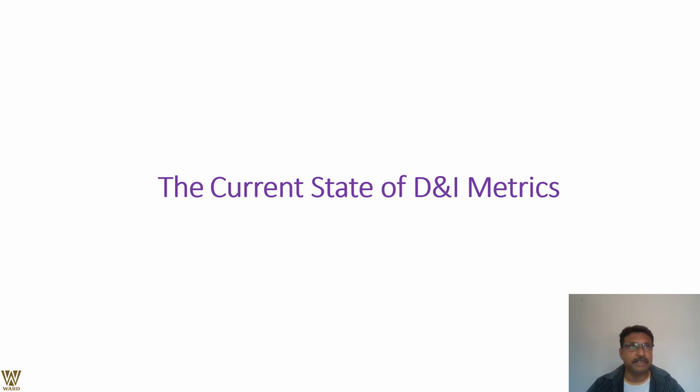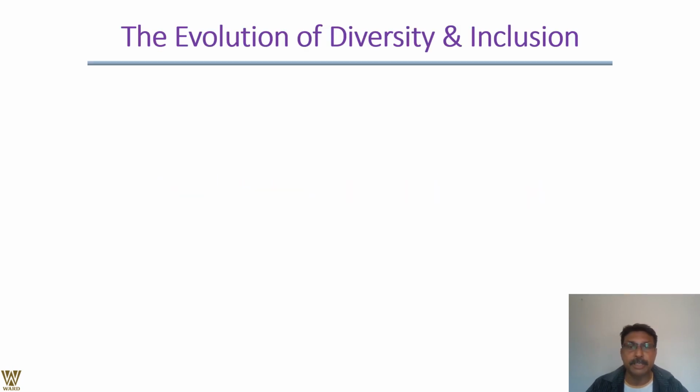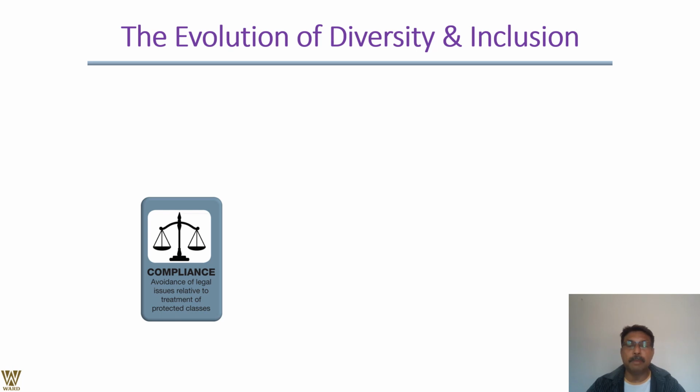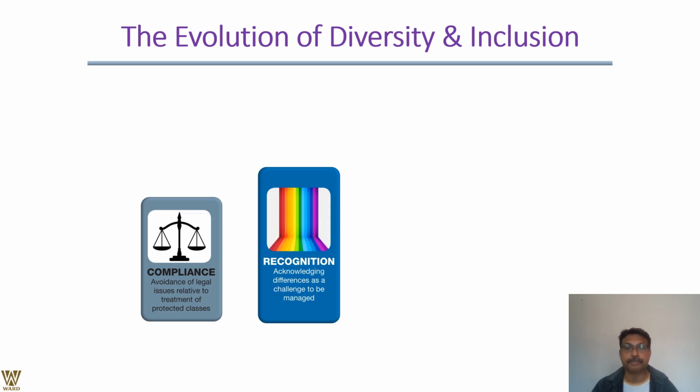The current state of diversity and inclusive metrics, if we may say so: we have to look at the compliance level. Most organizations ensure that they are following the law of the land, following the rules that have been mentioned to be inclusive as far as employee selection is concerned, so that no litigation can be involved, and the firm does not want to get itself embroiled in litigation. So compliance is an issue, avoidance of legal issues related to the treatment of protected classes thereby.